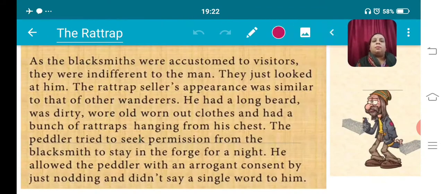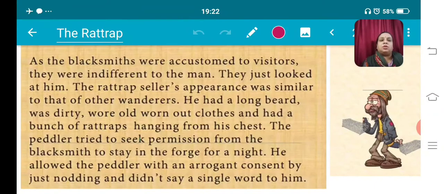As the blacksmiths were accustomed to the visitors, they were indifferent to the man. They just looked at him. The rat trap seller's appearance was similar to that of other wanderers. He had a long beard, was dirty, wore old worn out clothes, and had a bunch of rat traps hanging from his chest.